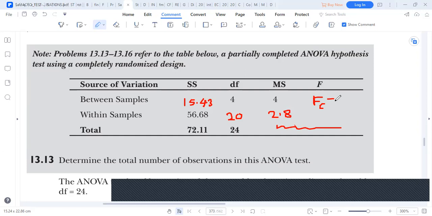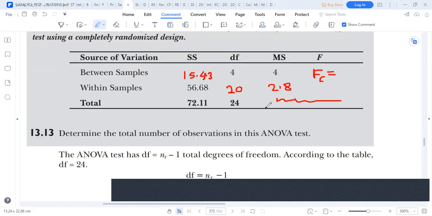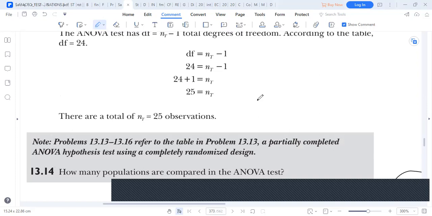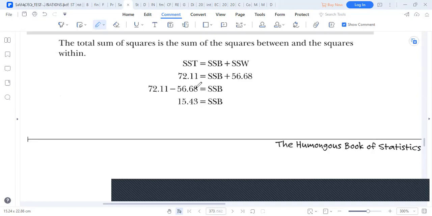How do we get the F? It's 1.42. How did you get the 1.42? We divided the 4 over 2.8. All right, that's correct. So let's see what they got.